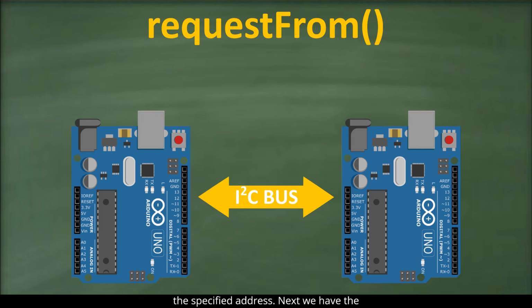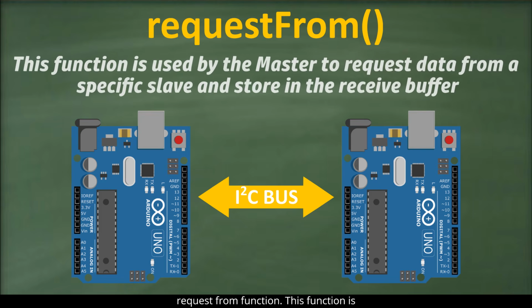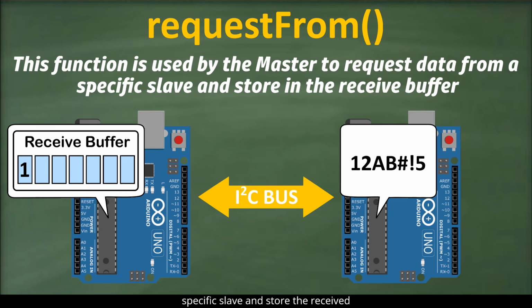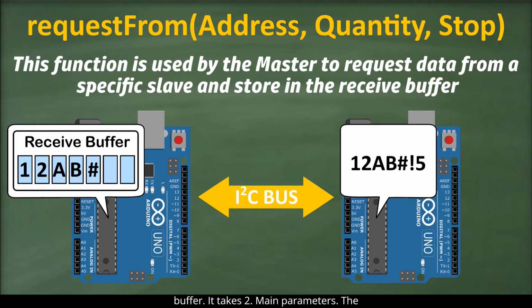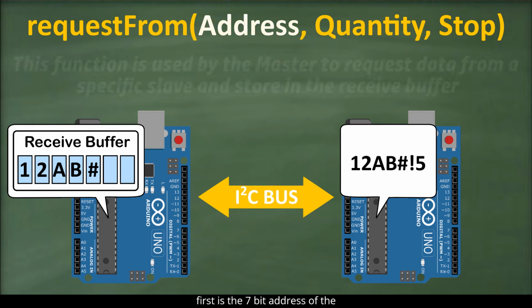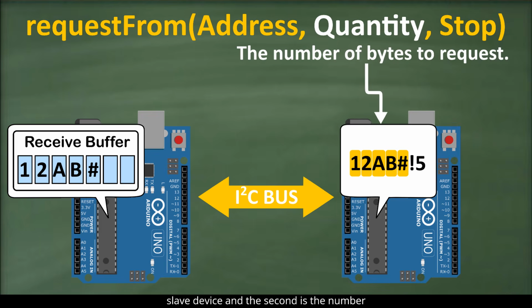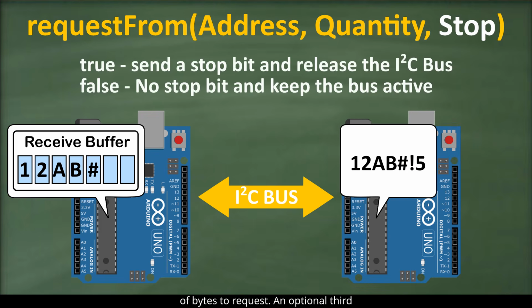Next, we have the requestFrom function. This function is used by the master to request data from a specific slave and store the received bytes in the Wire library's receive buffer. It takes two main parameters. The first is the 7-bit address of the slave device, and the second is the number of bytes to request. An optional third parameter called the stop bit can also be provided.